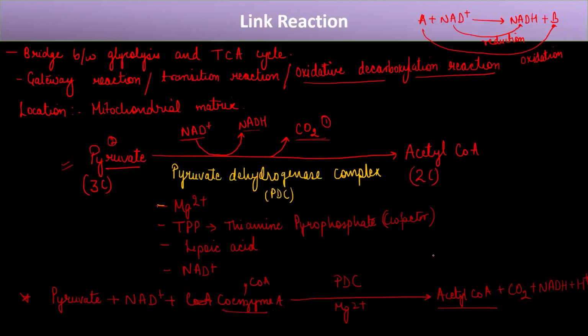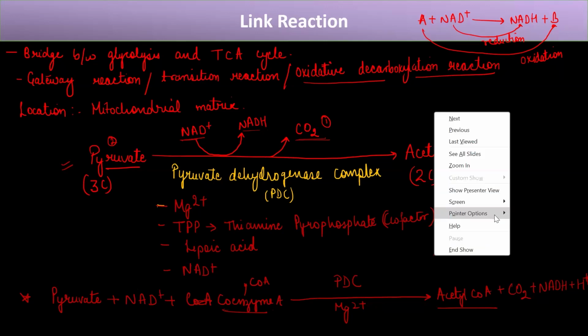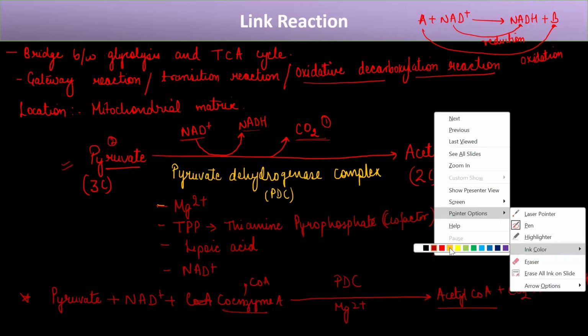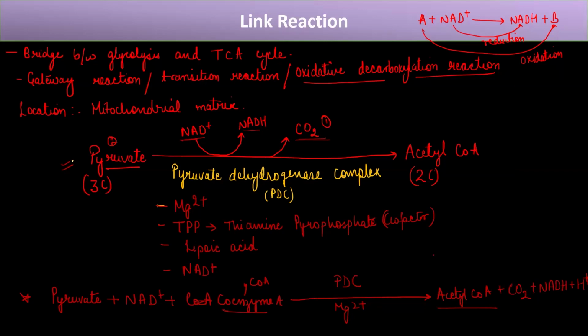Now, we know that from one glucose molecule, how many molecules of pyruvate are formed? 2 molecules, right? So it means this link reaction will take place 2 times from one glucose. It will utilize 2 NAD plus to form 2 NADH, release 2 carbon dioxide, and lead to the synthesis of 2 acetyl-CoA. So this is the overall stoichiometry if we use one glucose.